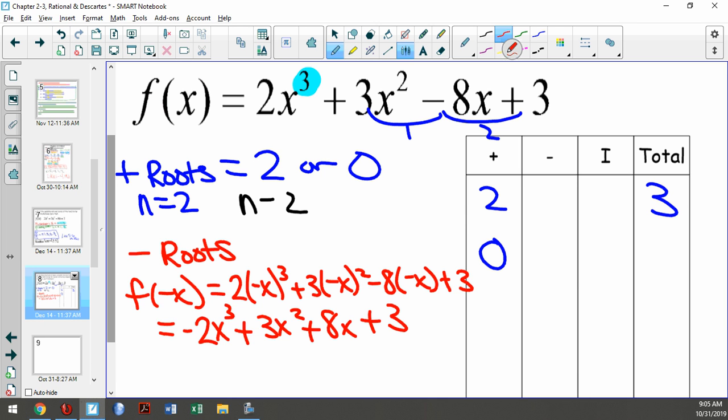Now, do you remember whenever I talked about Descartes' rule of signs and I said when you do f at negative x, only the odd power changes signs? Remember I said that? So with that being said, which ones change signs?